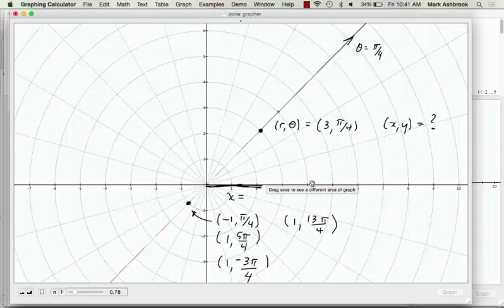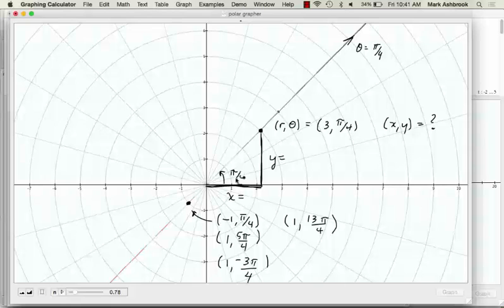What would the y coordinate be? Y is sine. Okay, it'd be that distance, right? So we should all know how to find those two quantities, x and y, if we've swept pi over 4 up and we're out 3, right? So this is pi over 4, and that right there is 3.